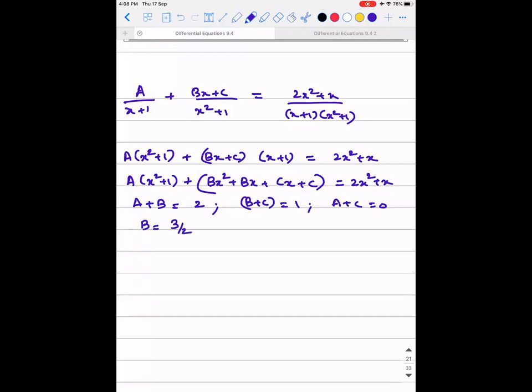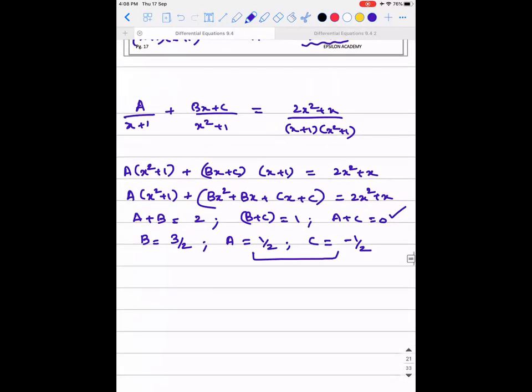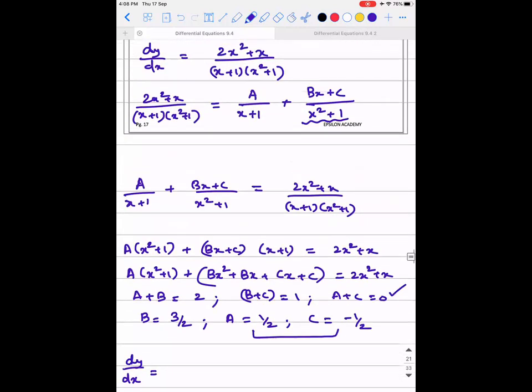B will be 3 by 2. A will be 1 by 2 and C will be minus 1 by 2. So A plus C, half minus half, is 0. B plus C should be 1. So 3 by 2 minus half is 1. That's satisfied. A plus B is 2. Half plus 3 by 2 is 2. That's right. So then what can you write dy by dx as?